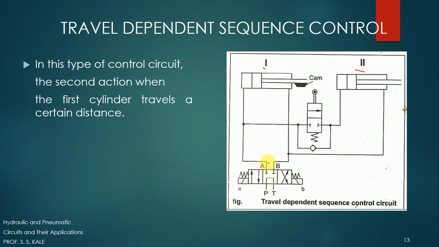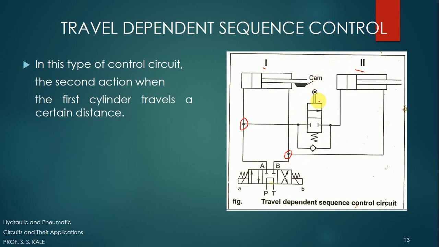This direction control valve is quite important for this travel dependent sequence control circuit. Port A is connected to the head end of cylinder number 1. While it goes to the head end of cylinder number 1, a bypass is made, and that bypass goes to the direction control valve. Currently this is in the off condition, which means the fluid is not moving in the forward direction. At the same time we make a bypass here also, and that goes to the rod end of cylinder number 2.